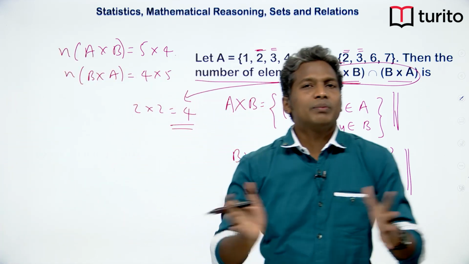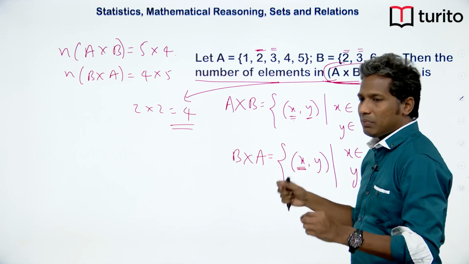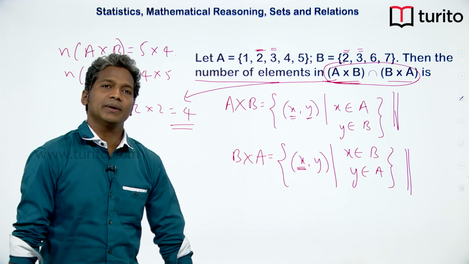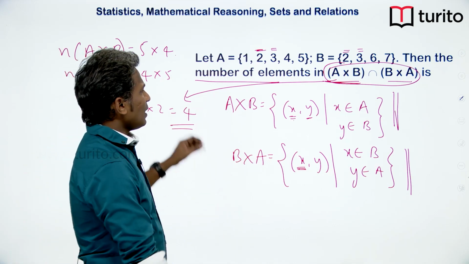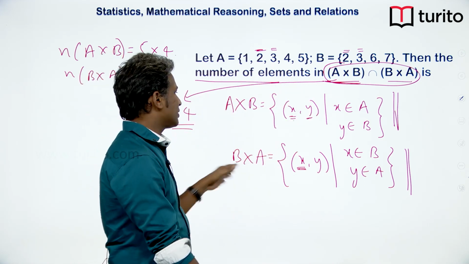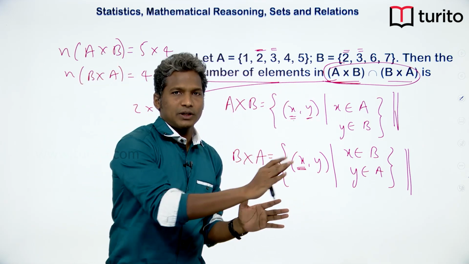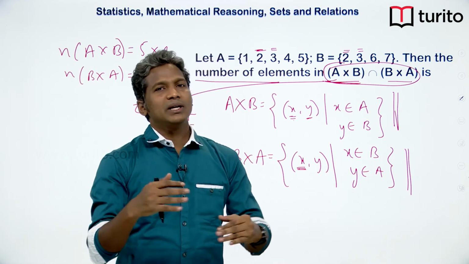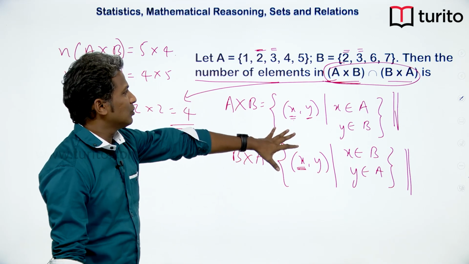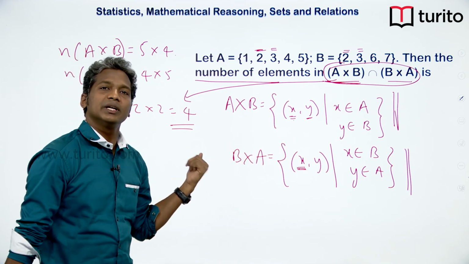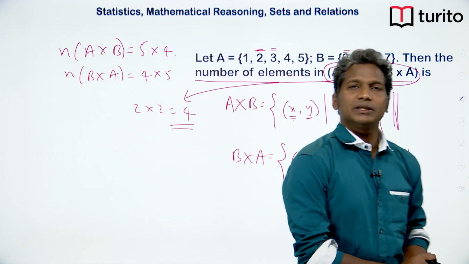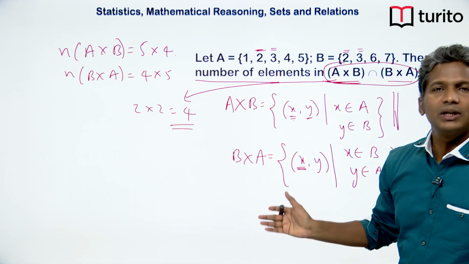Here we do not have to form sets, we can always understand it by the definition and use our counting principles to get the answer. One idea is we can form the A cross B set and the B cross A set in roster form, write all of them and count how many are common, that is one way. The other way is you can smartly go by definition and do the counting by counting principles. So, the answer to this question is 4. I hope the logic is clear.